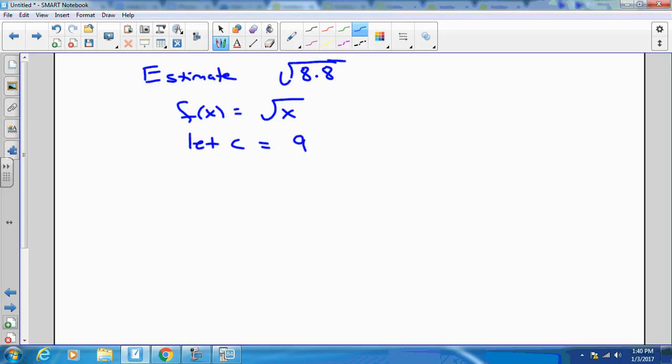Do you know a value of x that is close to 8.8 that we know the square root of? 9. Yeah, exactly. So we're going to let c equal 9. If there were some other value of x that were closer that you knew the square root of, you'd pick that. So we're going to let c equal 9 and construct the tangent line.